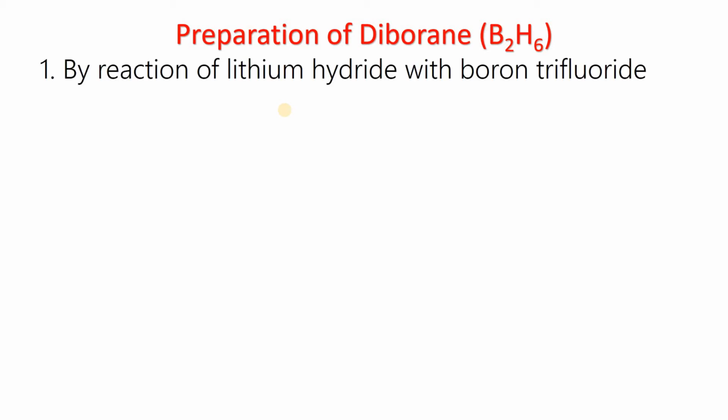So first, let's go to the preparation part. Preparation of diborane. Diborane has the molecular formula B2H6. The first method of preparation is by the reaction of lithium hydride, that is LiH, with boron trifluoride. When we add boron trifluoride to lithium hydride, we get lithium borohydride plus B2H6, that is diborane.